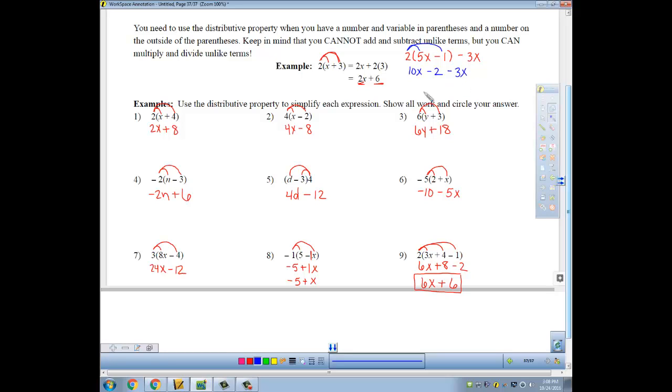And then from here we can combine our like terms like what we did with number 9. 10x minus 3x is 7x. And then bring down your minus 2 since it's all by itself, and that's your final answer. So if you have a number not in parentheses, just bring it down and then simplify it later. If you have any questions, please let me know.